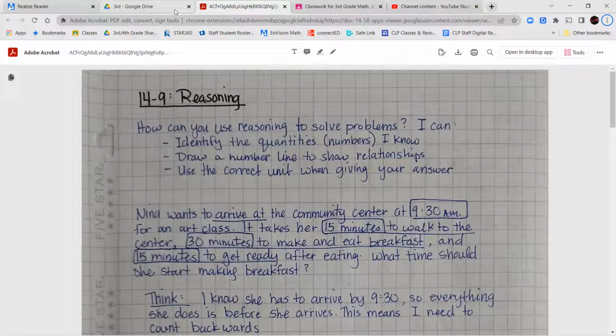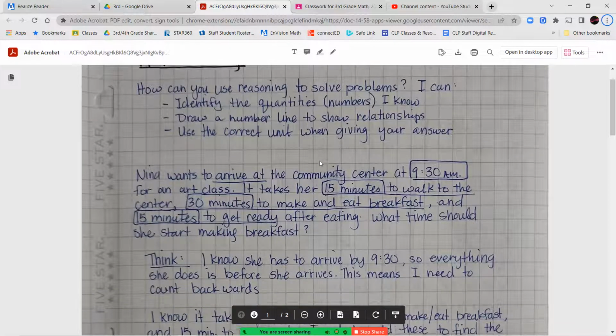So if you're counting backwards, you're jumping back. If you're counting forwards, you're jumping forward or to the right. And then you can make sure that you use the correct units when you're giving your answer.